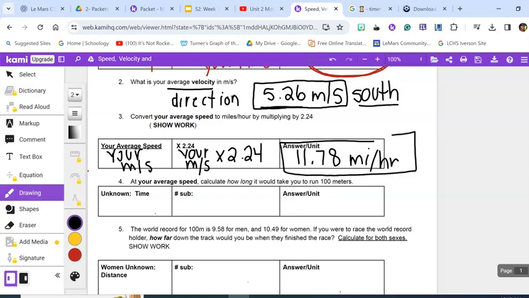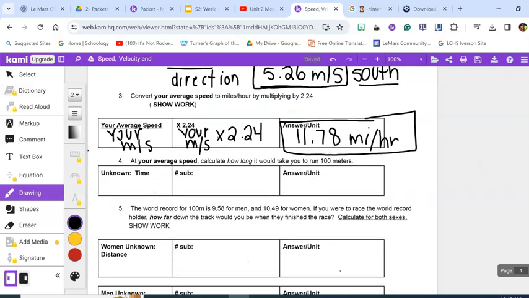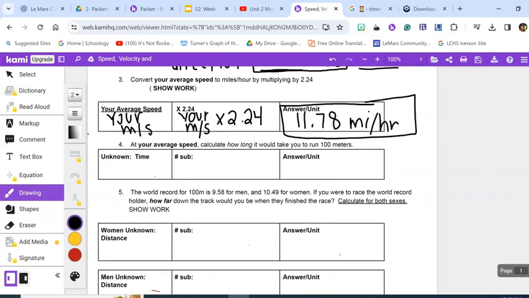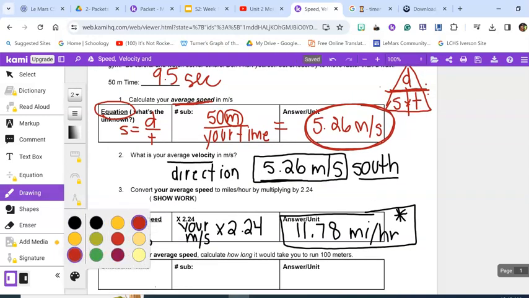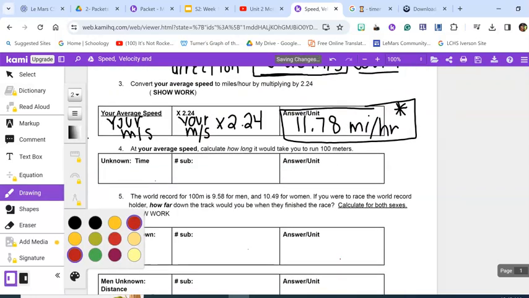Now, this is what you want to pay attention to, because now we're going to use this answer. We're going to use either our miles per hour answer or our meters per second answer to answer the next few questions.